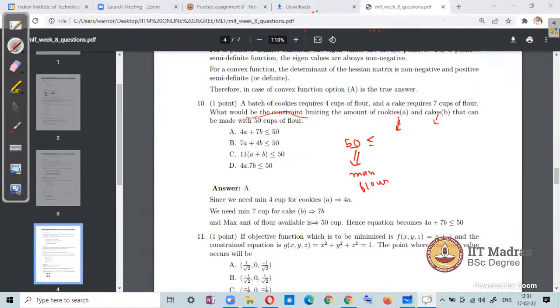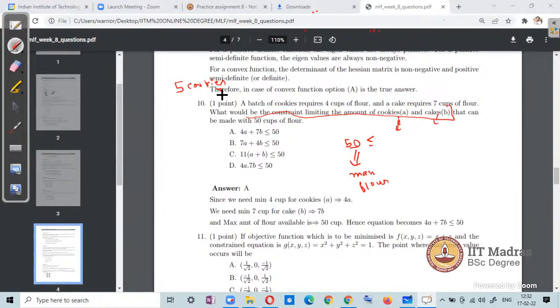But sir, how are we getting 4A? That is what I didn't get. I understand that it should be less than or equal to 50, but how are we getting 4A and 7B? See, if I say you have to make 5 cookies, how many cups of flour will you need to make 5 cookies?